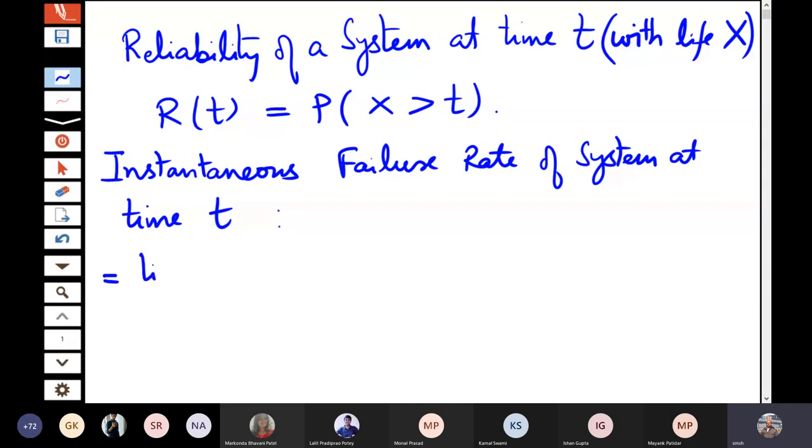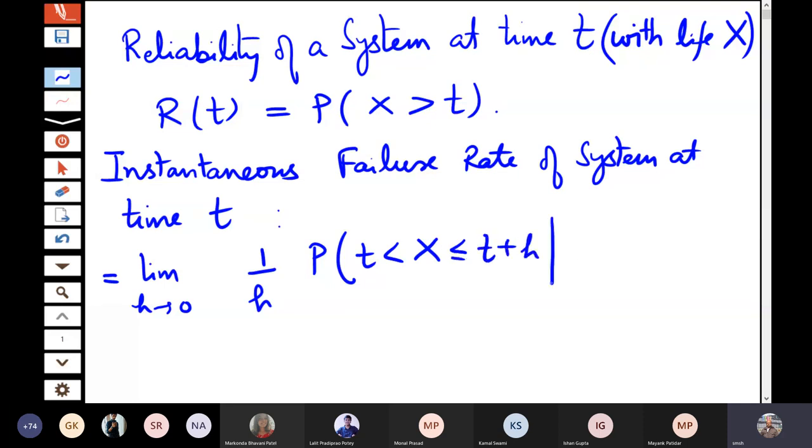So this is defined as limit as h tends to 0, 1 by h, probability of t less than X less than or equal to t plus h, given that X is greater than t. So given that the system is functioning at time t, what is the probability that it fails just after time t, that is from t to t plus h. So we consider the length of the interval as h, so we divide by h and then take the limit.